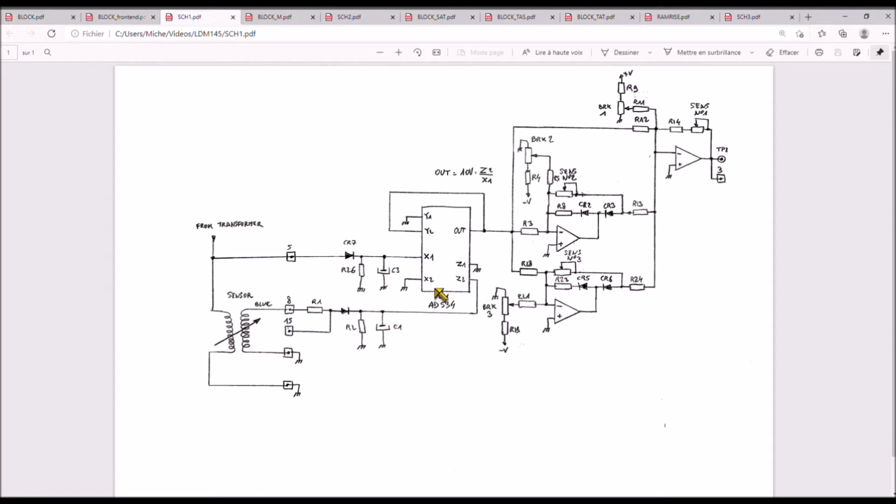These two voltages are fed to a divider made around this AD534. So the result at the output here corresponds to this formula. It is 10 volts multiplied by the ratio between Z2 here and X1. So this permits to have a voltage here which doesn't depend on the voltage here. Then this voltage is fed to a nonlinear amplifier. So this permits to correct the nonlinearities of the sensor.